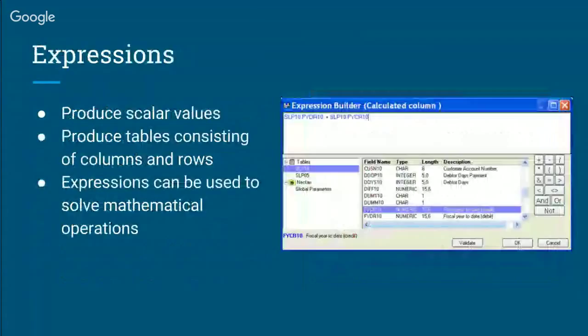Expressions. They produce scalar values. They also produce tables consisting of columns and rows. Expressions can be used to solve mathematical operations. Here is an example of an expression.